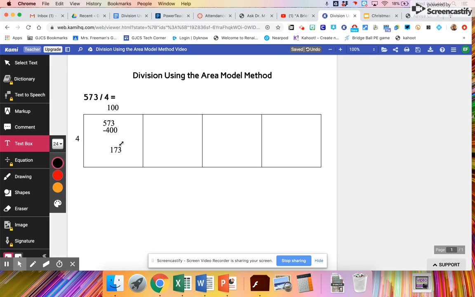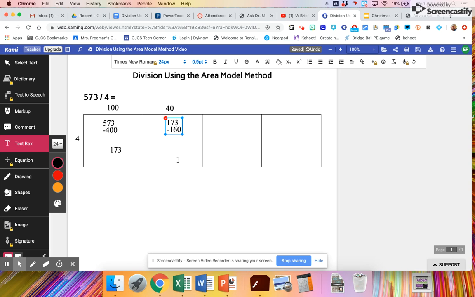I've been teaching the students to kind of circle this 173 and draw an arrow because we're going to rewrite 173 at the top of the next box. So now we kind of start over and we say, okay, what can I take times 4 to get me close to 173? And this is where that easy multiple sheet comes in again. After students get really familiar with this, they won't even need that easy multiple sheet, but it's a good place to start. So I'm going to say, okay, well, 40. 40 times 4 gets me close to 173. 40 times 4 is 160.